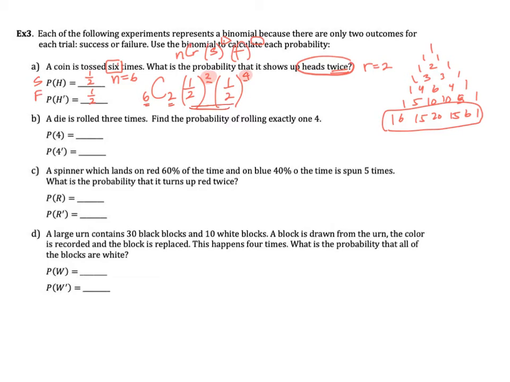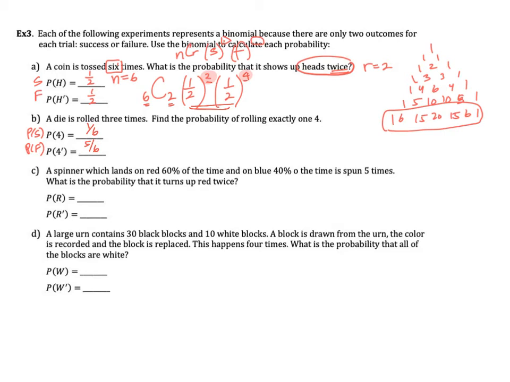Let's look at letter B. It says a die is rolled 3 times. Find the probability of rolling exactly one 4. So the probability of success is rolling a 4. Well, that's a 1/6 chance. So I can do 4 or not 4. So the probability of failure is not 4. Well, there are 5 numbers on a die that are not 4s. So my probability of failure, not 4, is 5/6.